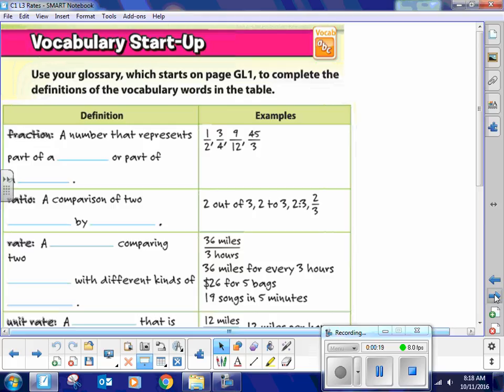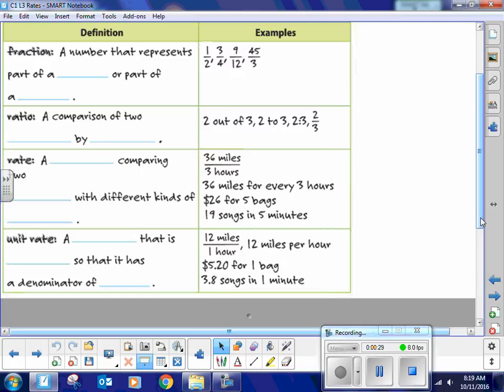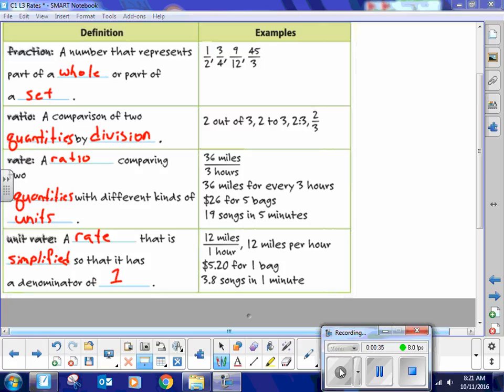As a startup, I want you to use your glossary, which starts on page GL1, to complete the definitions of the vocabulary words in the table. I expect you to do that on your own, but let me see if I can get it to work out for you. This is all filled out for us. I would expect you to do this on your own by looking it up in your book, but I'm going to go ahead and fill this out for you so at least you have the answers.